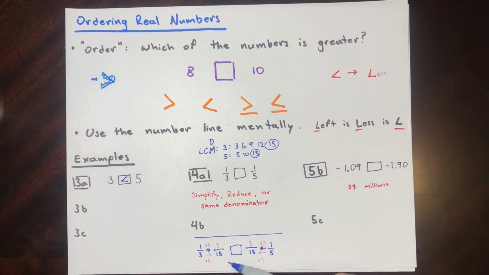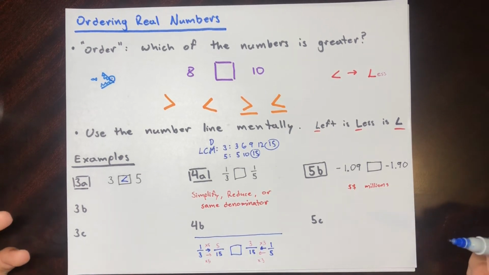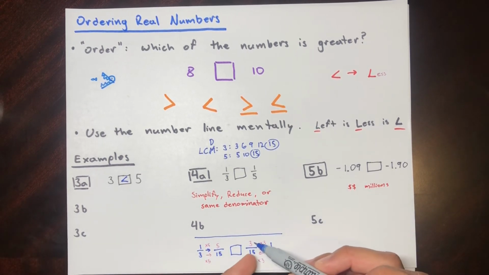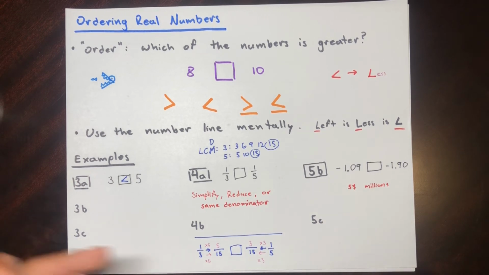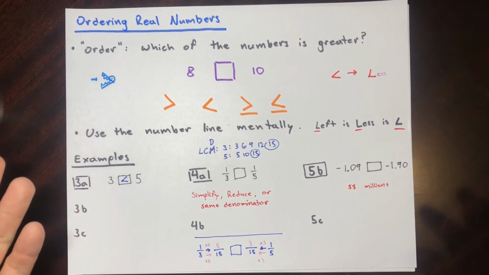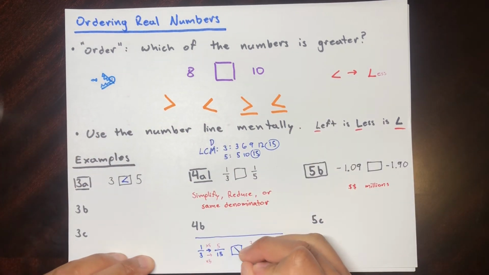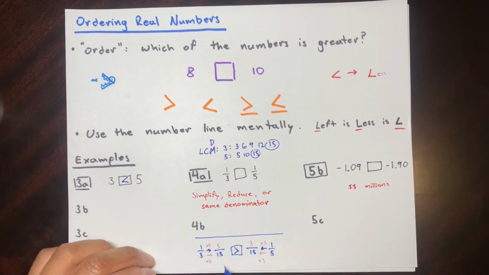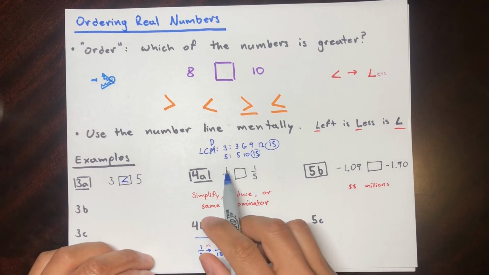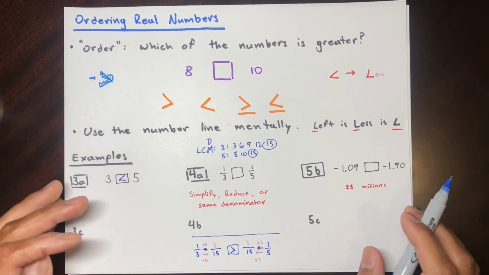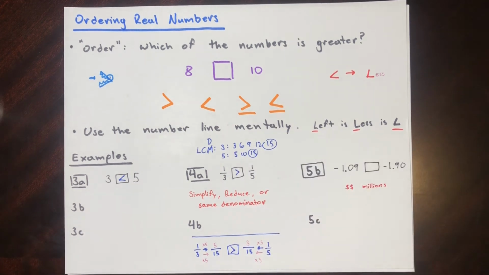Now we know that if you have 5 out of 15 pizza slices, that's obviously going to be more than if you have 3 out of 15 pizza slices. The bottom number doesn't really matter now, right? Because that's just how many slices there are. So in this case, we're going to put the greater than symbol. 5 over 15 is greater than 3 over 15. 1/3 is greater than 1/5, okay? So simplify, reduce, or find the same denominator.